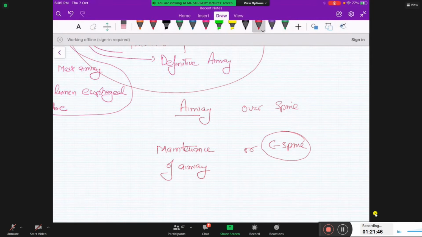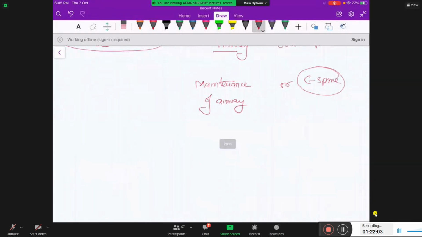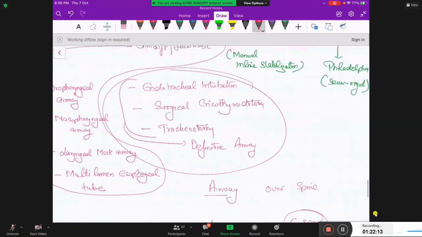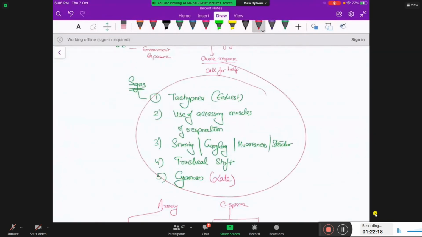Understood, everyone? Now, another very important point. This is also a clue in your given question. If that clue is there, you have to do that. What is that? If in any given question, the patient is not talking to us, if the patient is not speaking, and any of these signs are there, we understood that the patient needs airway support, everyone.